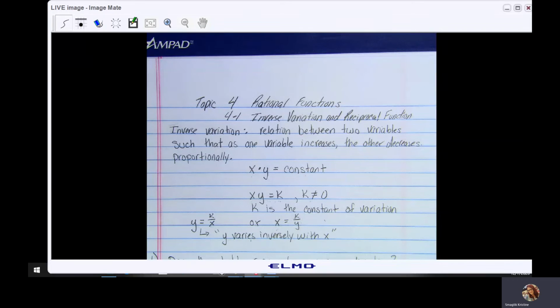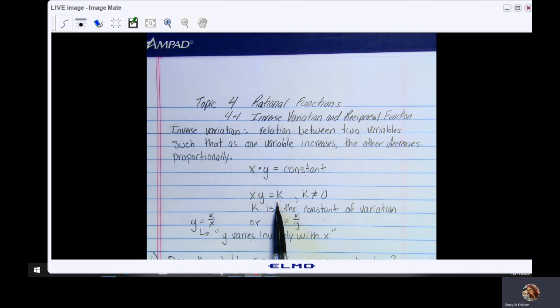Let's take a look at topic 4.1, and for this video we're going to focus on inverse variation. So inverse variation is a relation between two variables such that as one variable increases, the other decreases proportionally. So you would have x times y equals some constant. And remember, a constant is just a number. It doesn't have a variable attached to it, but you're going to be getting the same number over and over again.